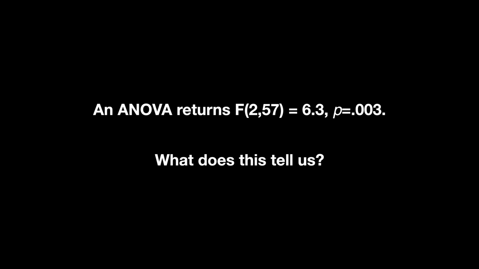Here's your quick check. An ANOVA returns F(2, 57) equals 6.3, p equals 0.003. What does this tell us? Think about it for a moment. Here's the answer. It tells us that at least one group mean differs significantly from at least one other group mean. The p-value is less than 0.05, so we reject the null hypothesis that all the groups are equal.